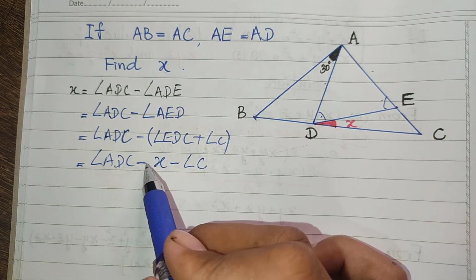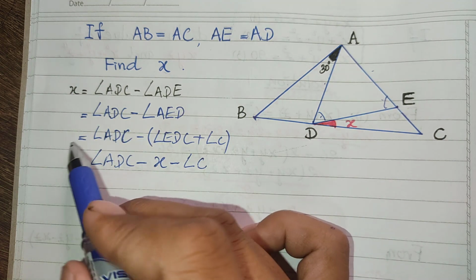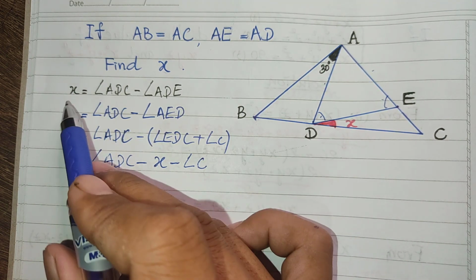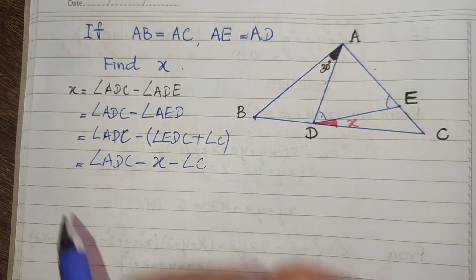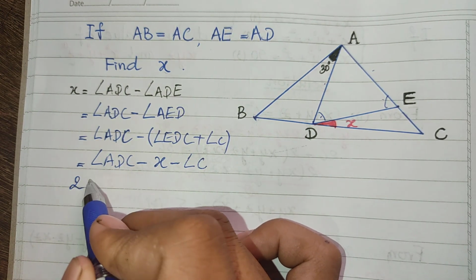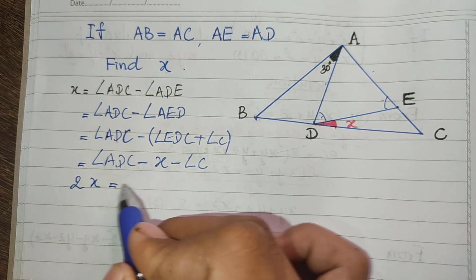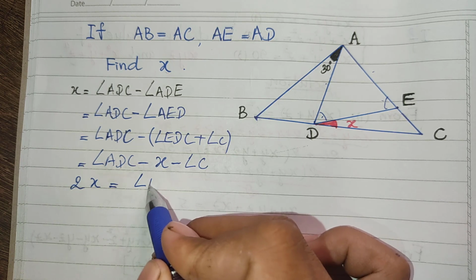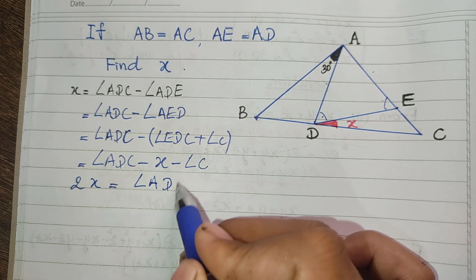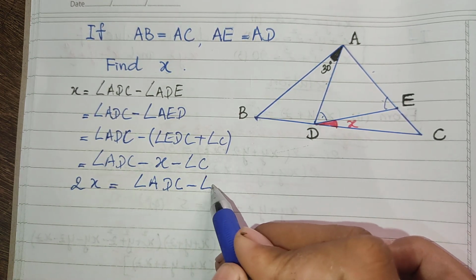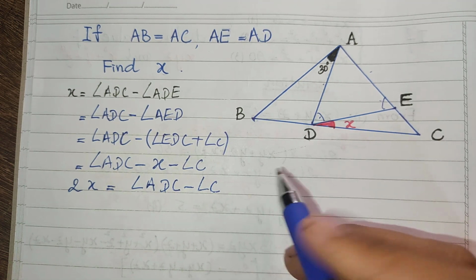And notice we change this to the left hand side, we get this H and this plus H, we get 2H. Okay, 2H is equal to angle ADC minus angle C.